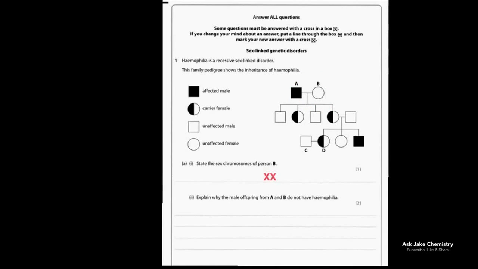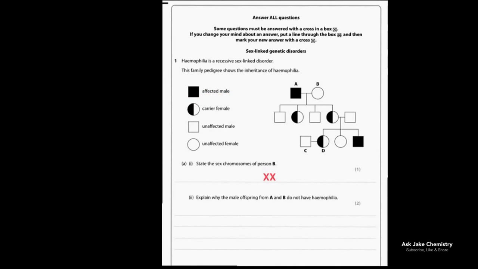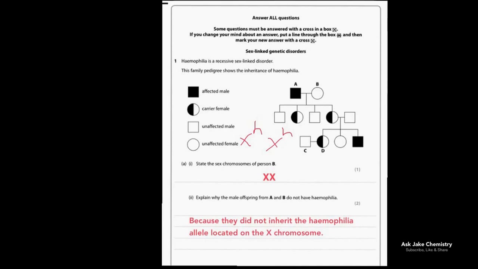So we know it's going to have to be XX, and this is because person B is an unaffected female. It is carried on the X chromosome, and because she's unaffected it means XX. If it was a male, it would be XY, and if they were affected, they'd have haemophilia. Haemophilia is recessive, so it'll be X with a small h, like this, on both of them. So I just wrote the answer right now.